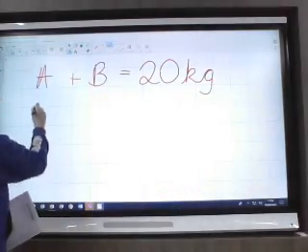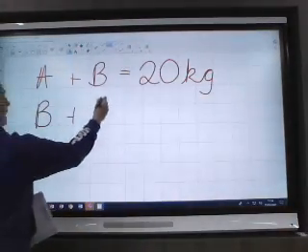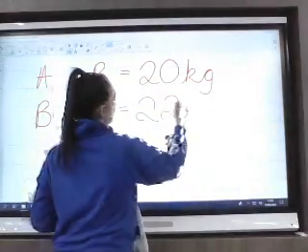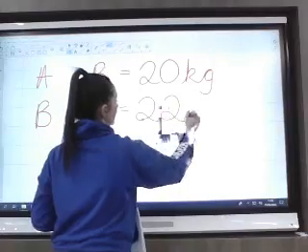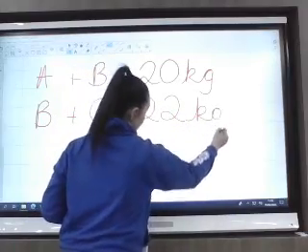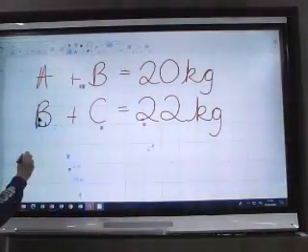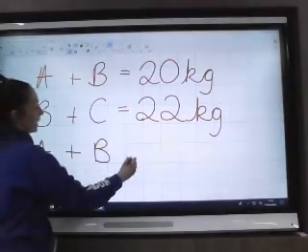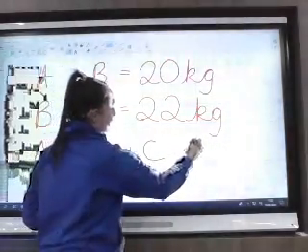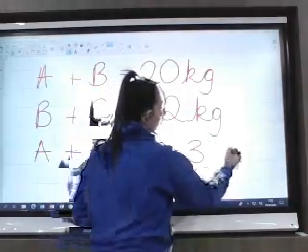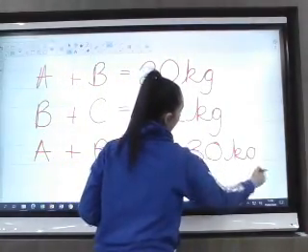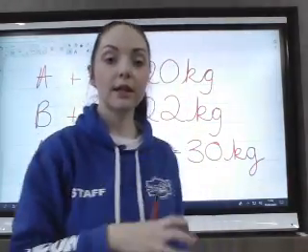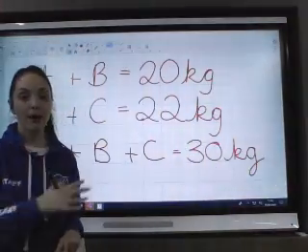Okay, we also know that sack B plus sack C is 22 kilograms. Okay, and we also know the last bit of information we were given is A plus B plus C equals 30 kilograms. Okay, now we can use this information to help us work out what A, B and C are all worth.